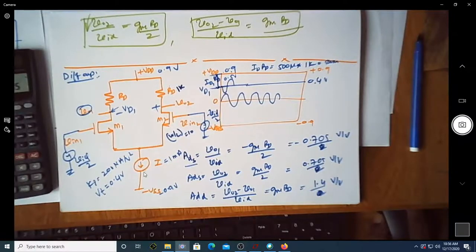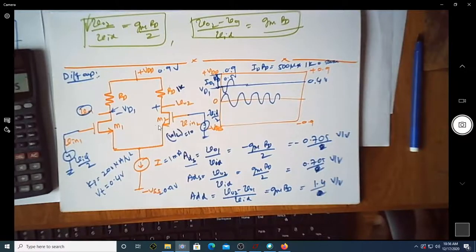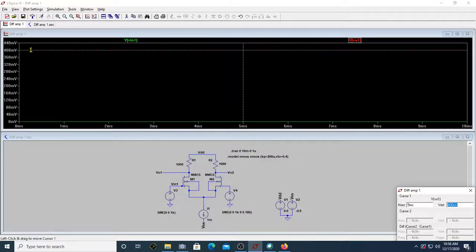Why it is 500 is because out of the tail current of 1 milliampere, it is equally divided among both the transistors. It is equally divided because we have the dimensions of the transistors the same. So 500 microampere is going here, and 500 is going here. So the drop happens to be 500 millivolt. So 900 minus 500 millivolt corresponds to 0.4 volts. So that's why this is at 0.4 volt.